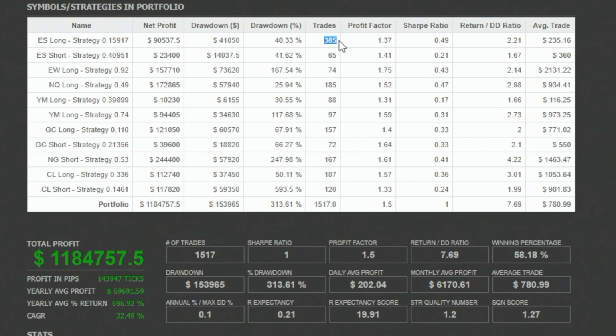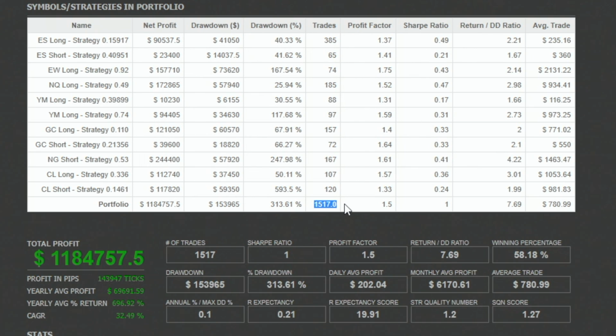The ES long is 385, but the short side is 65. And the YM 74, NQ 185, and gold long is 157, gold short is 72. Crude oil is almost the same between long and short. So we see we have 1,500 trades on multiple markets using a single indicator. And all these strategies are either falling for a number of bars, or rising for a number of bars, or below a level or above a level. They're all using the Awesome Oscillator.